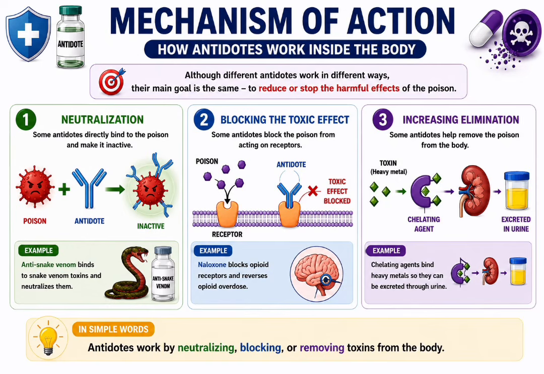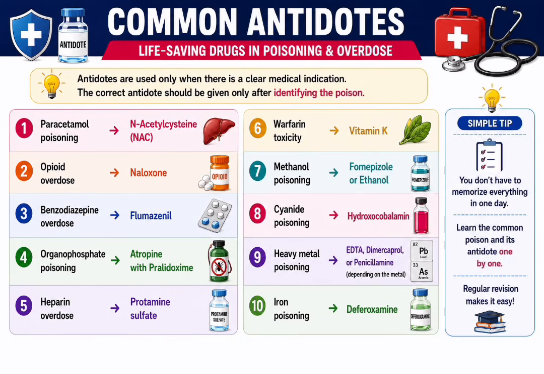Now that we understand how antidotes work, let's move on to some of the most commonly used antidotes in clinical practice. Common antidotes. Now, let's look at some of the most commonly used antidotes that every nursing student should know. Paracetamol poisoning, N-acetylcysteine. Opioid overdose, naloxone. Benzodiazepine overdose, flumazenil. Organophosphate poisoning, atropine with pralidoxime. Heparin overdose, protamine sulfate. Warfarin toxicity, vitamin K.